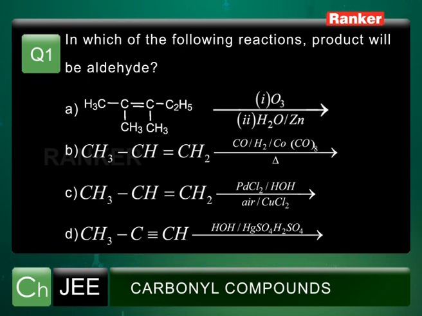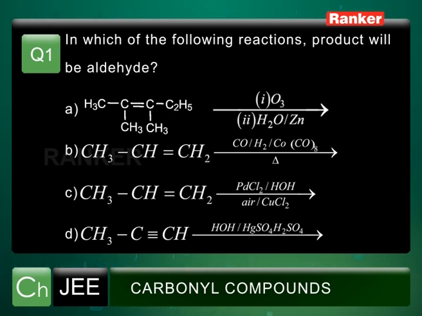B is propene reacting with carbon monoxide and hydrogen in the presence of cobalt tetracarbonyl. This process is called the oxo process and it gives an aldehyde. So the CHO group is added on the first carbon as well as the second carbon. It follows Markovnikov's rule but still gives a CHO group on the second carbon.